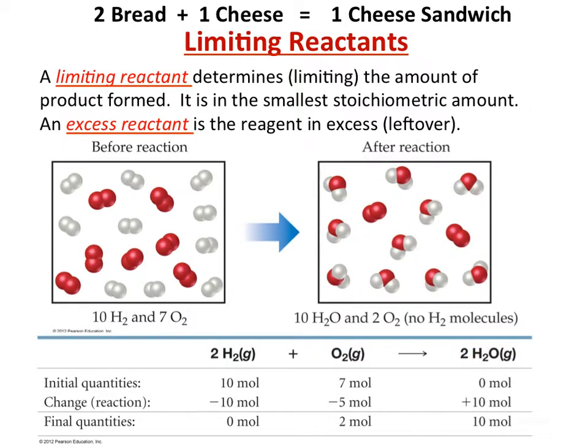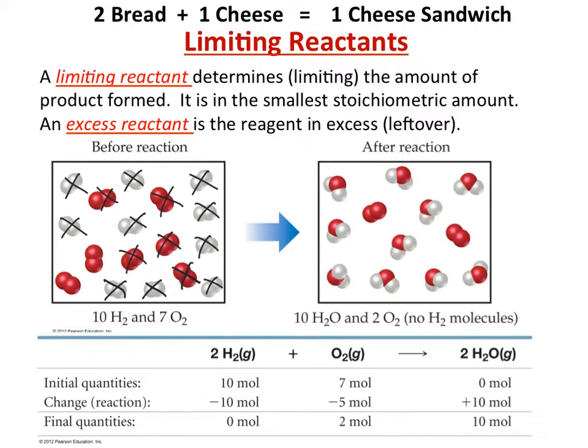Well, as we start combining these in the same manner, we would say that we need to take 2 hydrogen gas molecules and 1 oxygen gas molecule to make water. We can then do that again, taking 2 hydrogen gas and 1 oxygen. 2 hydrogen gas and 1 oxygen. 2 hydrogen gas and 1 oxygen. And what we see is that we're now left over with 2 oxygen gas molecules.